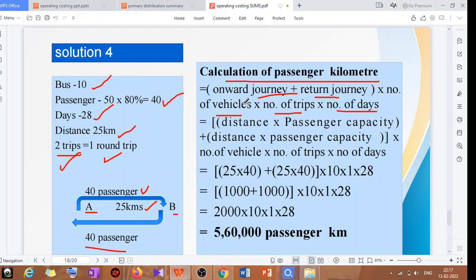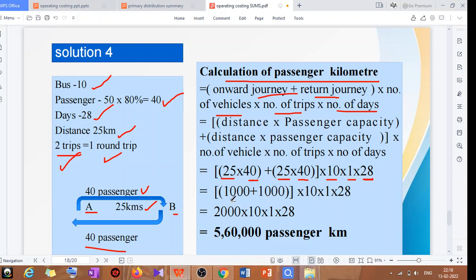Okay. So onward journey, how to calculate? Distance into passenger capacity. What was the distance? 25. And what is the capacity of the bus? 40 passengers. Returning also same thing, 25 into 40. And what is the number of vehicles? 10. And what about the trip? Round trip, it is 1. Number of days operated in a month, that is 28 days.